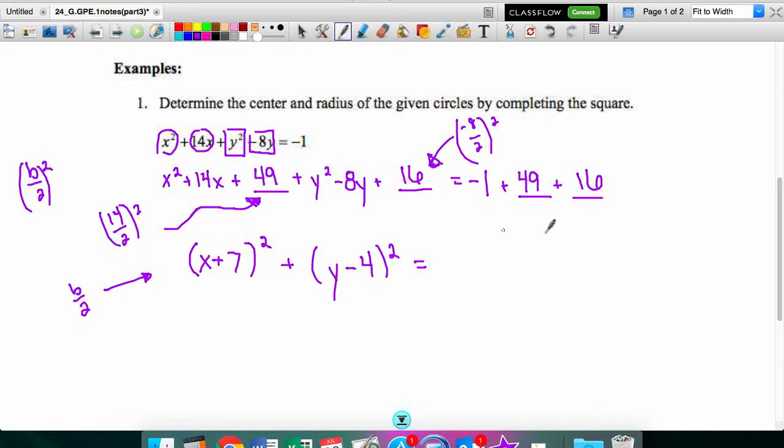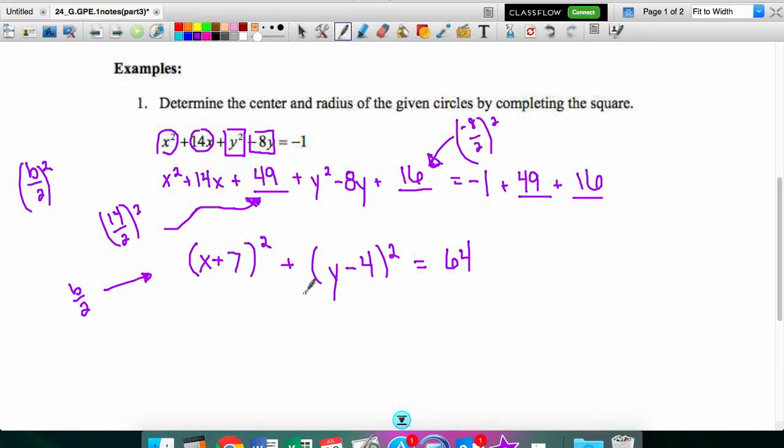On the right-hand side, we'll just simply add all the constants together. So we have -1 plus 49 gives us 48. 48 plus 16 will give us 64. Okay, so now this is our equation in the standard form.